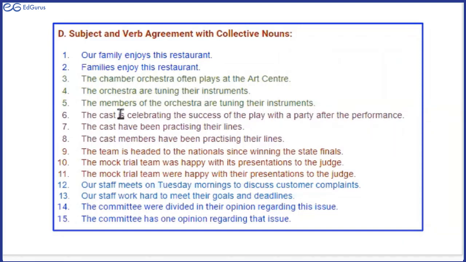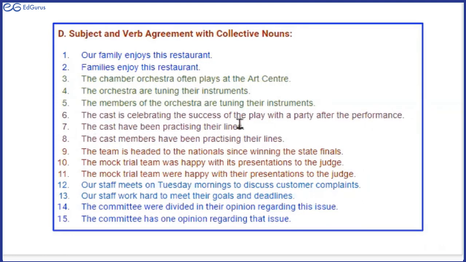Yes, ma'am. Now see the next sentence. The members of the orchestra are tuning their instruments. Now this is very direct. The members, this is not orchestra, but the members are tuning their instruments. So members is the plural subject, right? Yes.